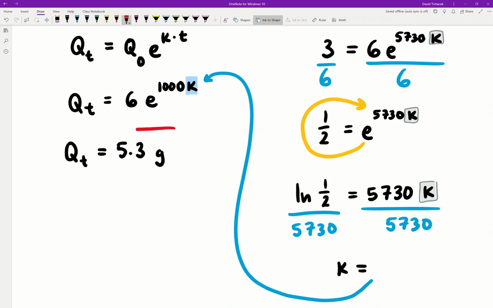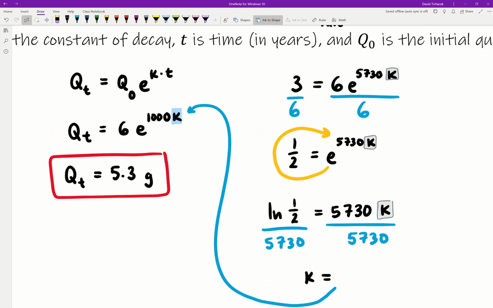Okay, and it makes sense that it would be down to this amount, because remember, if we let 5,730 years pass, then our amount of isotope is going to decay to exactly half, so it's going to decay down to 3. If we don't go the full 5,730 years, if we just go 1,000 years, we wouldn't expect it to be anywhere close to half. So it makes sense that starting with 6, we would decay down to about 5.3 grams after only 1,000 years have passed in an example like this.